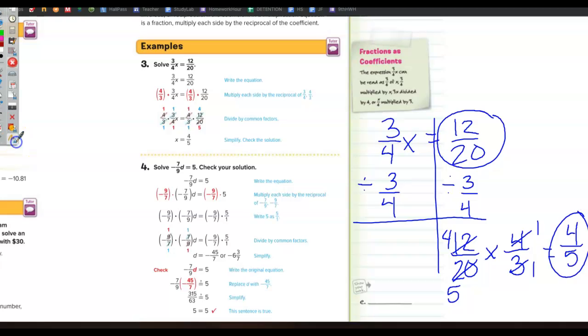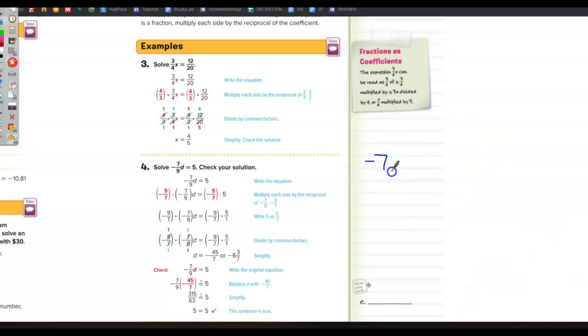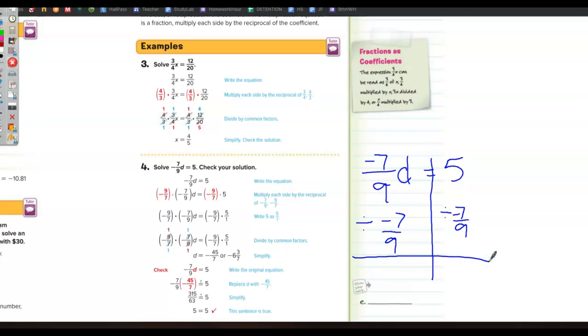Okay, so now I have -7/9 d equals 5. Again, what operation are these two? Multiplication, so what's the opposite? Division, so I divide by what? I divide by -7/9. Okay? So this was giving my 1, so I have d on that side. Now which one do you keep? 5. What does it go over? 1. Good. Change division to multiplication, and flip it to make it -9/7.